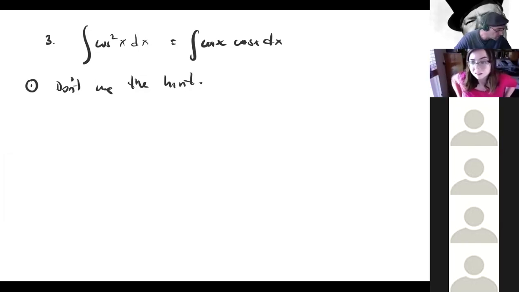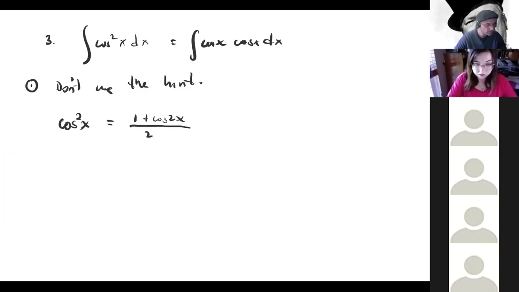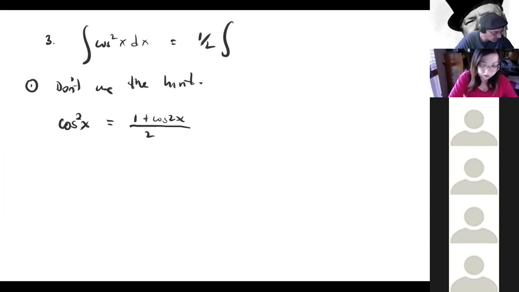Okay, so what you should be using is the trig identity, cosine squared of x. Yeah, so there's this double angle formula. It's 1 plus cosine of 2x all divided by 2. So that's what you should be using to do this. And so I will not write it the way it was written. So now this becomes the integral of 1/2, I'll bring the 1/2 out, of 1 plus cosine of 2x dx.